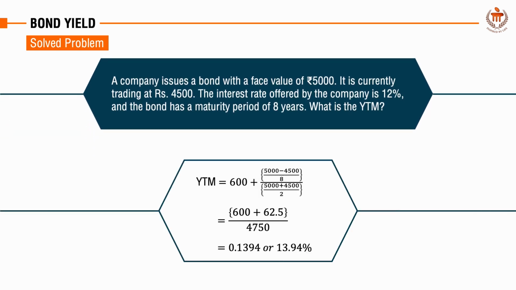Here, F is equal to 5,000, I is equal to 12% of 5,000, that is 600, P is equal to 4,500, and N is equal to 8. Substituting these values in the formula, we get 600 plus, inside the bracket, 5,000 minus 4,500 divided by 8, close the bracket, divided by 5,000 plus 4,500 inside the bracket divided by 2. Upon simplification, we get YTM as 0.1394 or 13.94%.